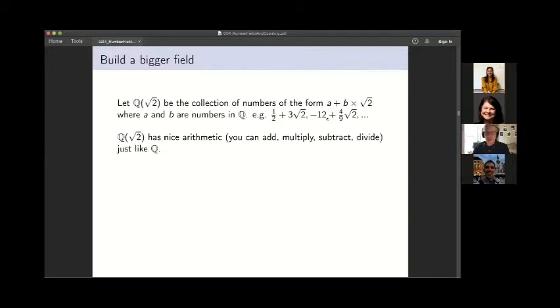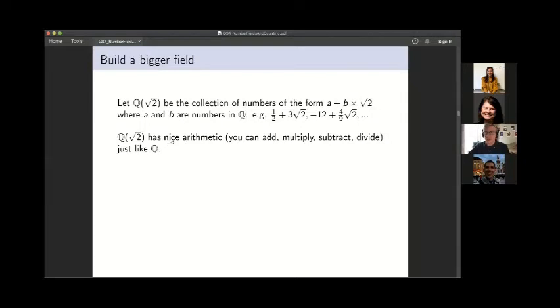And it turns out that it has nice arithmetic. You can add and multiply and subtract and divide. And all those operations work in the obvious way. Maybe the only one that isn't clear if you mess around with it for a few minutes on your own is how division works. But I promise you, if you try to write down some division and try to do it, and you futz around with the algebra for long enough, it'll work out.